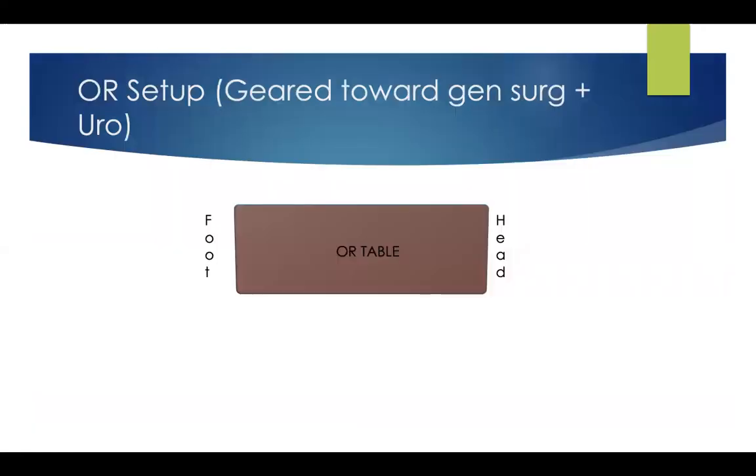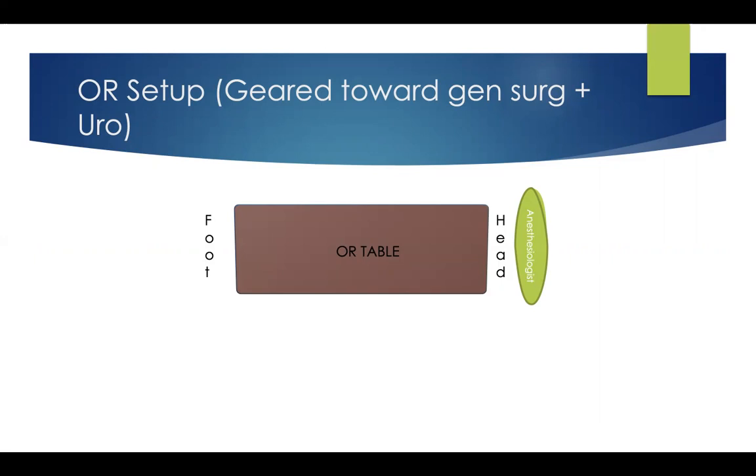So this is a schematic on the OR setup because it's good to know about how the OR is set up. And this is geared towards a general surgery or urology type of case. So you have the table, you have the head of the table, you have the foot of the table. These parts of the bed are actually different. They're not interchangeable. For instance, in a cystoscopy case, the foot of the table actually comes off so you can place the patient in the dorsal lithotomy position. So it's important to know where the head of the bed is, where the foot of the bed is, and know what type of procedure you're doing.